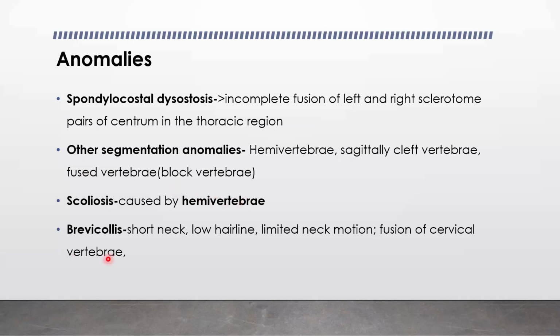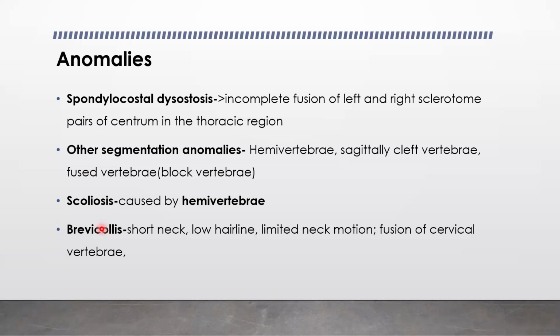Then for brevicollis, you have a short neck, low hairline, and limited neck motion due to fusion of the cervical vertebrae. So this brevicollis presents with a short neck, and other malformations: that person will have a low hairline and limited neck motions due to fusion of the cervical vertebrae.